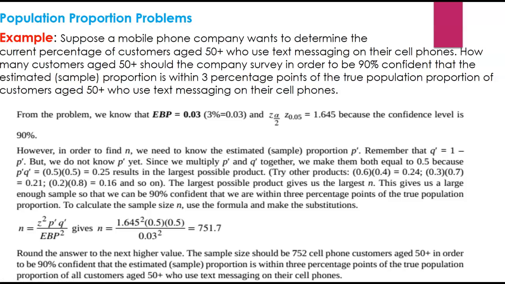We round this value to the next higher value and get that the sample size should be 752 cell phone customers aged 50 plus in order to be confident within 90% that the estimated sample proportion is within 3 percentage points of the true population proportion of all customers aged 50 plus who use text messaging on their cell phones.